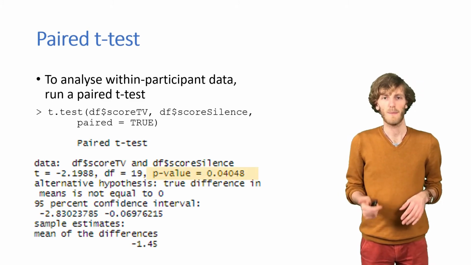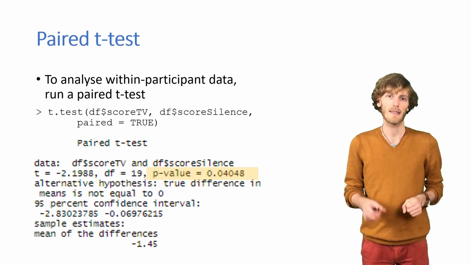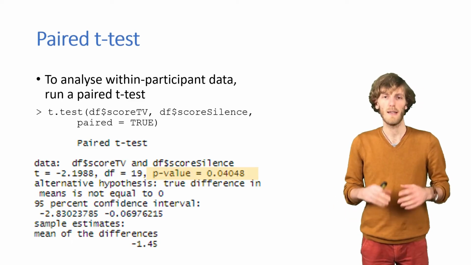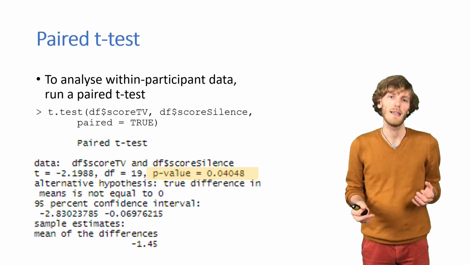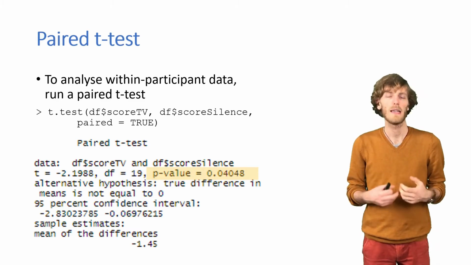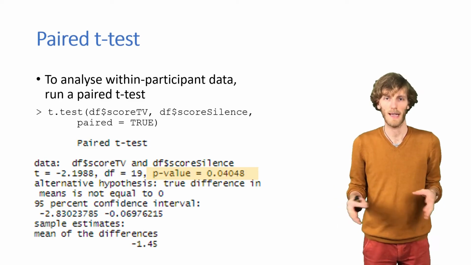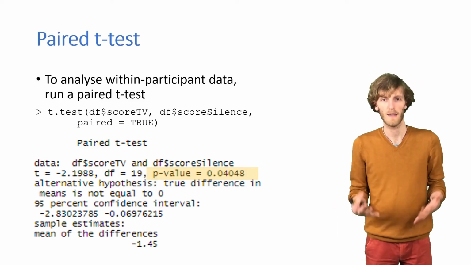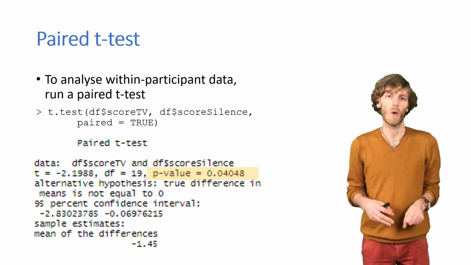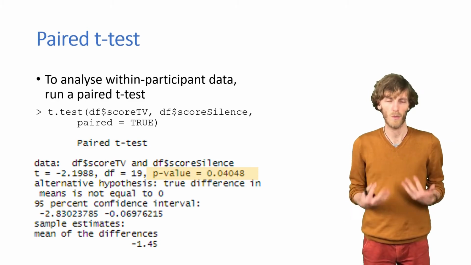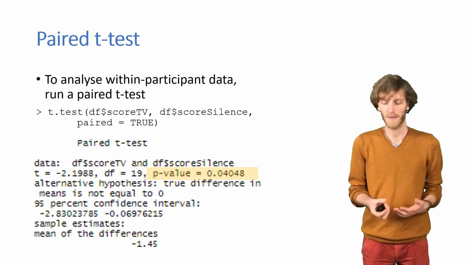The first important piece of information we get here is that the p-value is 0.04. So it's about 4% likely that we would have observed such a difference between the two groups if there had been no difference in the population. That's quite unlikely, it's smaller than 5%. So we would typically say we have good reason to believe that there is a difference.